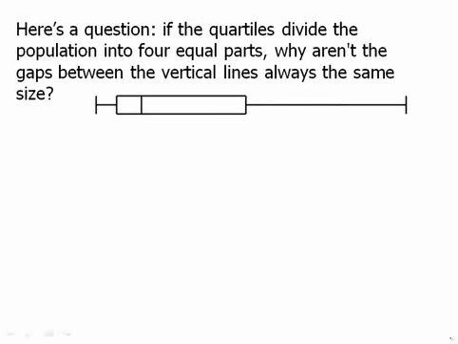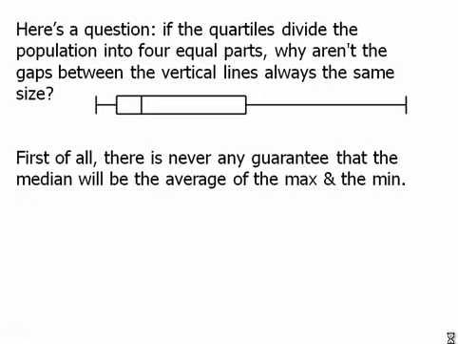Here's a question. If the 4 quartiles divide the population into 4 equal parts, why aren't the gaps between the vertical lines always the same size? What we have here are completely different size gaps between the minimum and Q1, and between Q1 and the median. Those are relatively small. Q1 to Q3 is very large, and Q3 to the max is the largest. Why are they different sizes if there's 25% of the population in each one?